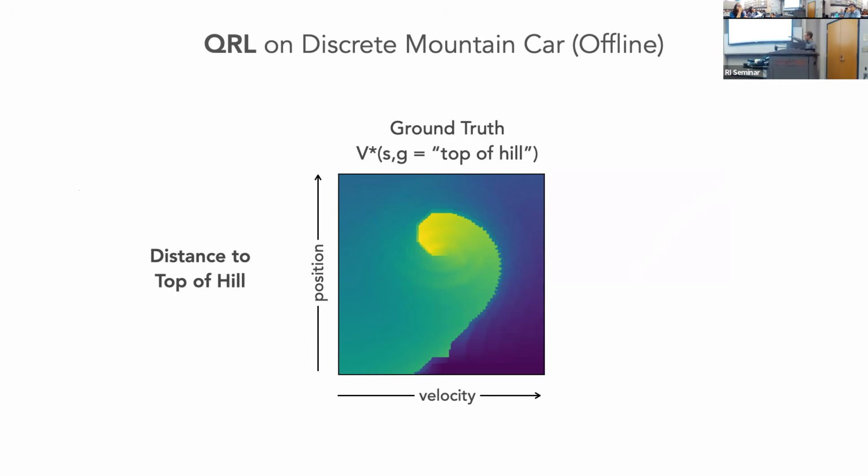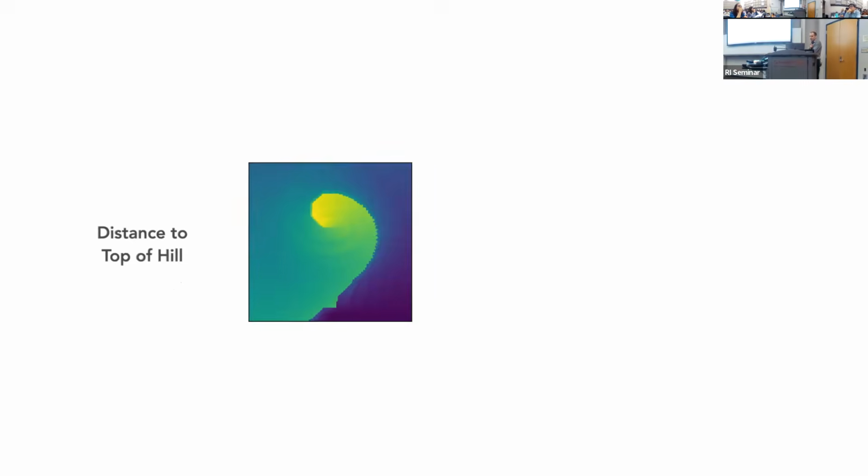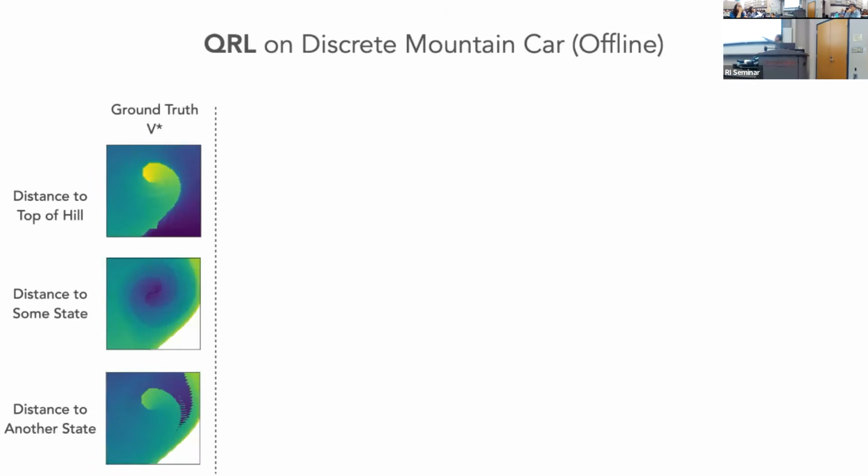Okay, so planning would just mean walking in the direction that descends the gradient of this image, essentially. Walk to the next state that has the shortest path to the goal. Here is the optimal value function for the top of the hill. Here's the optimal value function for a different state. Here's the optimal value function for a different state. Quasimetric structure, the triangle inequality, relates all of these optimal value functions. Our method uses that, other methods don't.